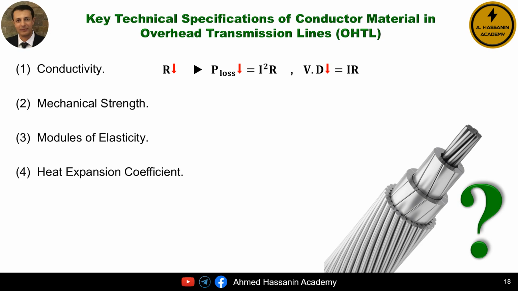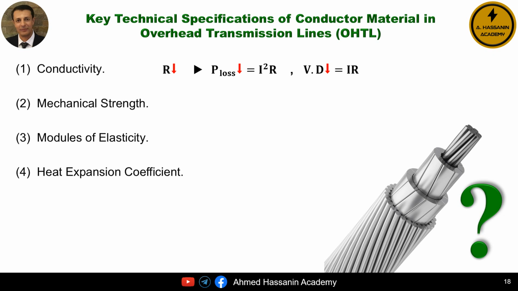Fourth, and one of the most critical properties of the conductor material, is the coefficient of thermal expansion. The conductors or wires of overhead transmission lines must be made of a material with a low coefficient of thermal expansion because these conductors are bare, not covered with any insulating material. Therefore, any increase or decrease in temperature will directly affect the conductor itself.